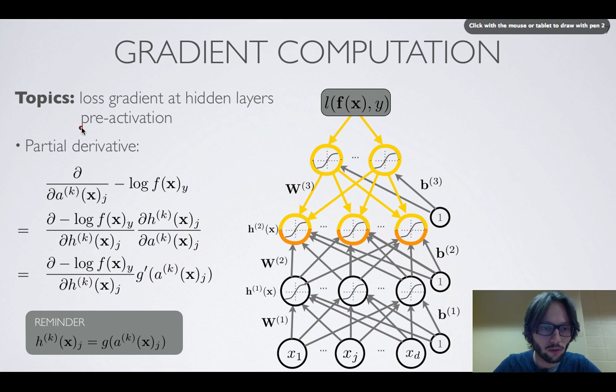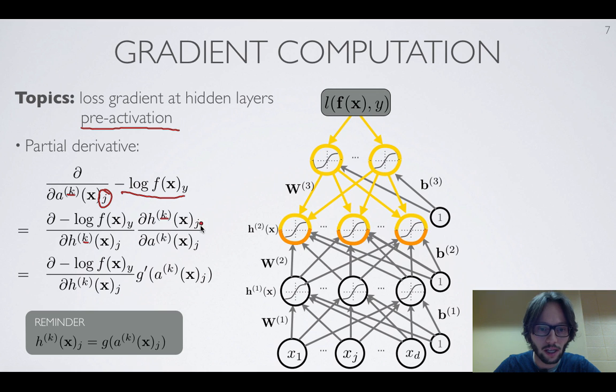And now if we want the gradient with respect to the pre-activation at a given layer, so if you want the partial derivative of the loss function with respect to the jth pre-activation of hidden layer k, well, again, I can use the chain rule. In this case, I could compute it as the product of the partial derivative of the loss with respect to the jth activation in layer k times the partial derivative of the hidden layer k jth activation with respect to the jth pre-activation of hidden layer k.